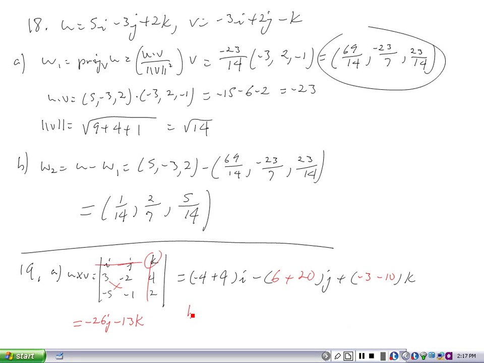Good. Now part B, to find the area, that's just the norm of this cross product. That's the area of the parallelogram. So that's the square root of negative 26 squared plus negative 13 squared, and that gives you 13 times the square root of 5.